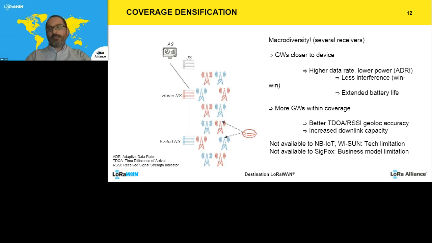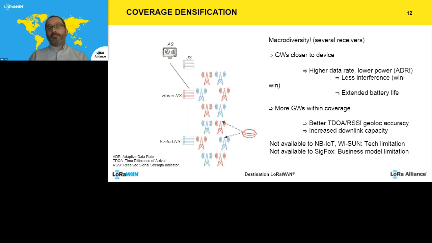Now, as interesting as this feature might sound, please note that this feature is not available to the other LPWAN technologies like Narrowband IoT and Wi-SUN. Due to technical limitations, they attach to a single base station at a time, so they don't have this so-called macro diversity effect to take full advantage of such densification. And in the case of Sigfox, where there is really a single network in any location, there's no chance of having multiple networks to jointly provide radio connectivity.